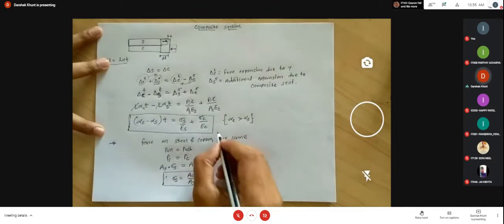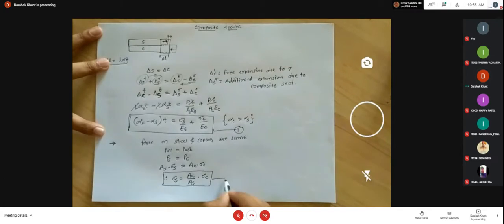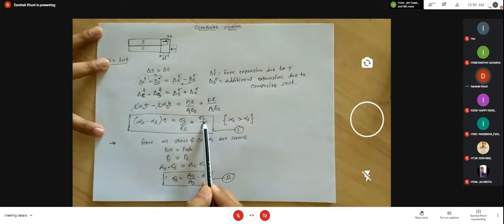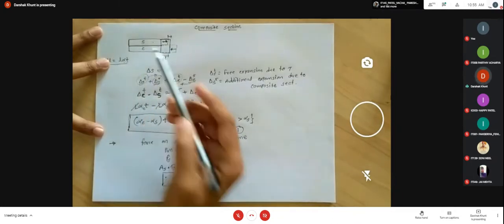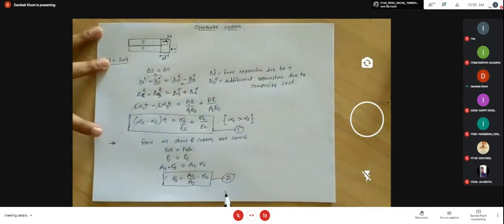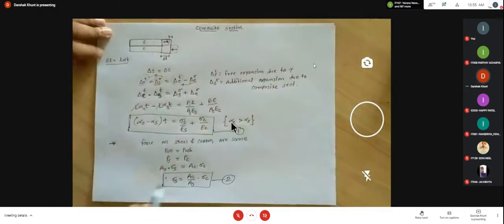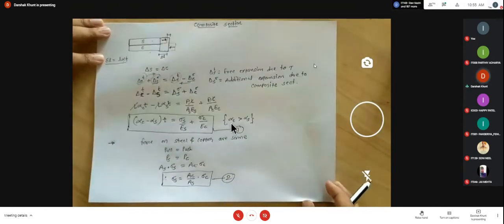Okay, so we have used these two equations, these two relations. This defines the relation between the temperature variation and stress value, and this shows the stress relation between these composite sections according to their area difference. Okay, so we have considered these two relationships to solve the problem. So let's see the problem so you can get a clear idea about this temperature effect on a composite section.